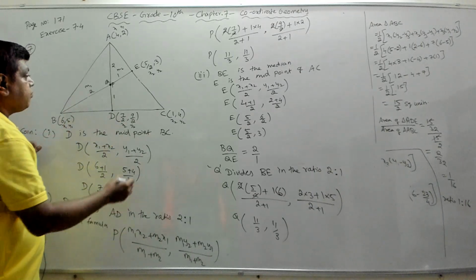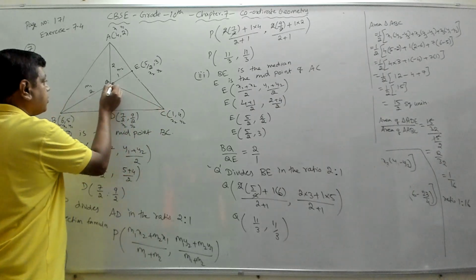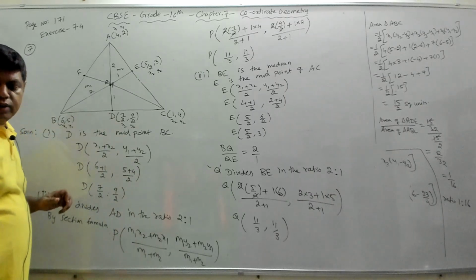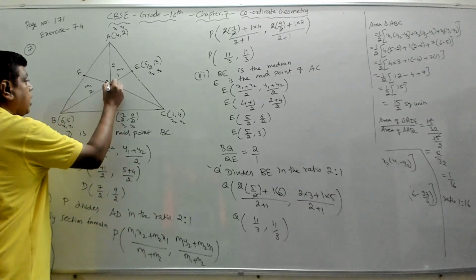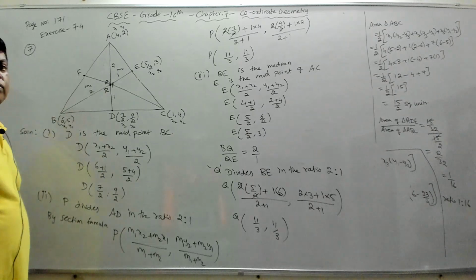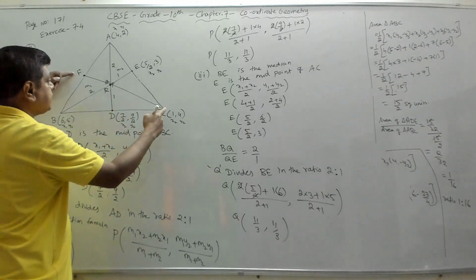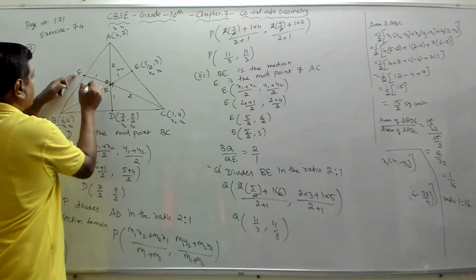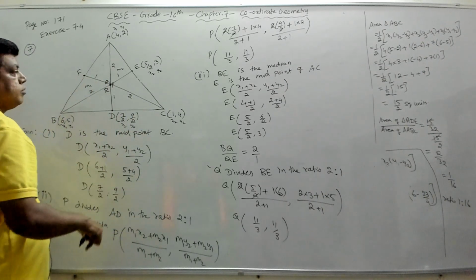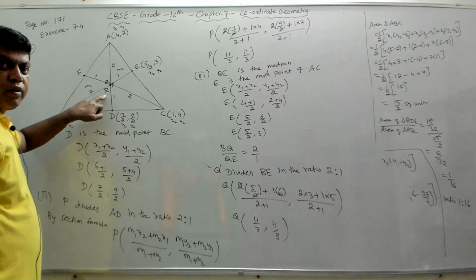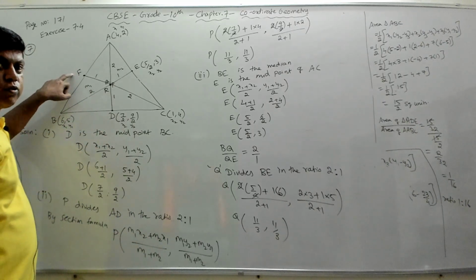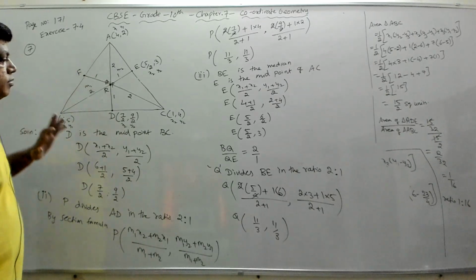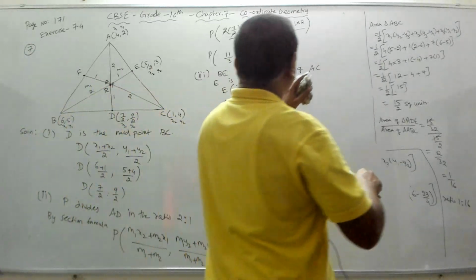So similarly, if you find the other median CF, and there is another point R, which divides the median CF in the ratio 2:1. So this is 2, CR by RF is 1, 2:1. Then we should find the coordinate of R. To find the coordinate of R, we should find the coordinate of F. And F is what? F is the midpoint of AB. Now we should again apply the midpoint formula for these two to find F.